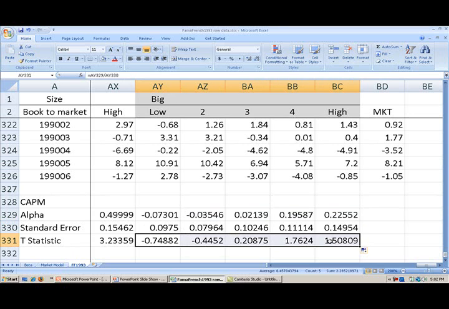So for the large firms, it seems the CAPM is doing okay. We can't reject the CAPM. But for small firms, it's exactly like Fama and French said. The CAPM doesn't seem to be working. We've now conducted a time series test of the CAPM. That's all I want to cover in this lecture. See you in class.